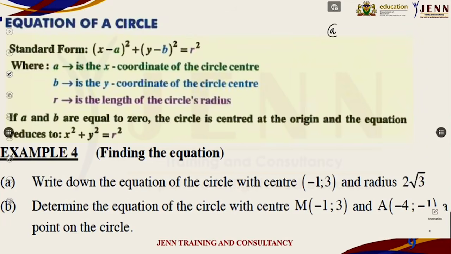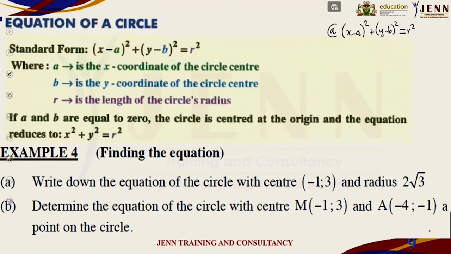Number one, we need to know the standard form of the equation of a circle. The standard form is (x - a)² + (y - b)² = r². Then what are we given? We are given the coordinates of the center, which is (-1; 3). What is a? a is the x coordinate of the circle center. What is b? b is the y coordinate of the circle center.